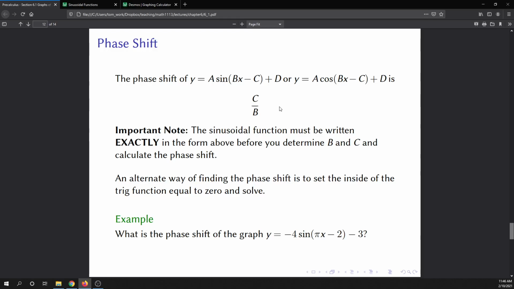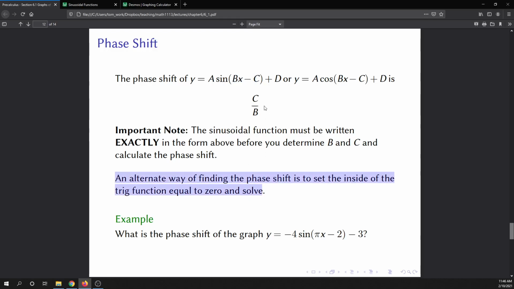So when I'm working through problems like this, to find the phase shift, I just tell people, hey, just take the inside part of the trig function, bx minus c in this case, and set it equal to 0 and solve. That way you don't have to worry about whether this is in the exact format that I need or not. It doesn't matter if you use this technique.